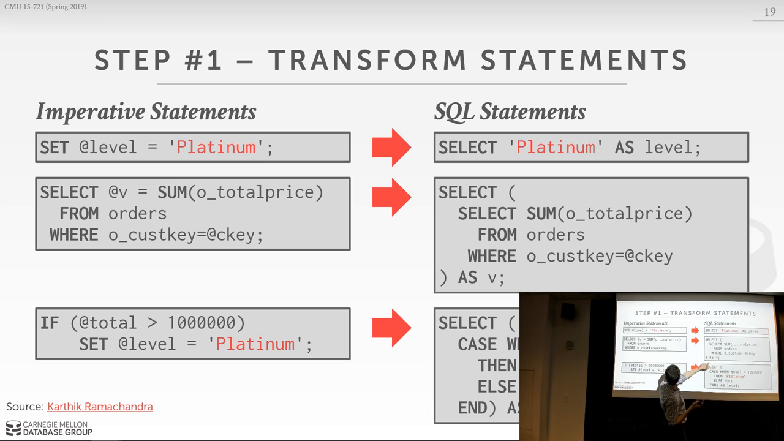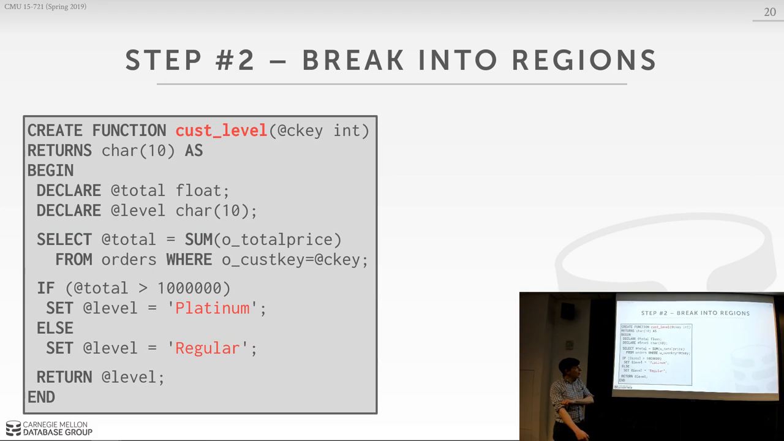That should be V. Yeah. Whatever. We should compute this. This is going to come from something else, not from a tuple we're actually examining, because there is no table here. Okay? All right. So again, this converts all the T-SQL statements into select statements, or into SQL. Then we can now break up the UDF into these different regions and generate the corresponding SQL for each region.